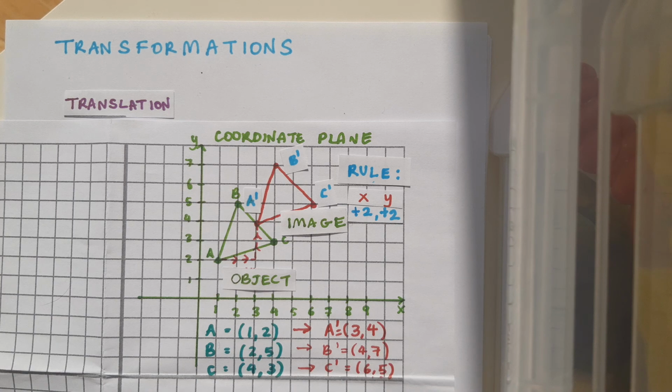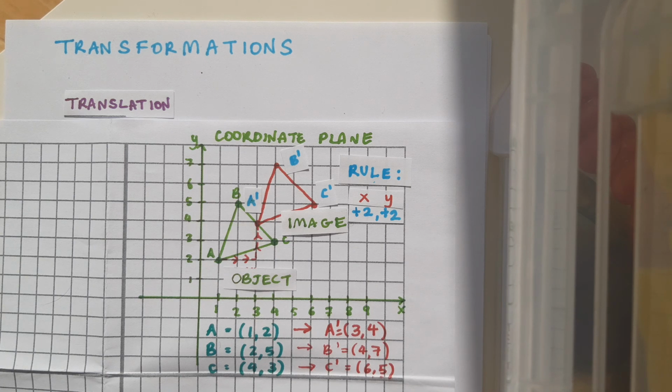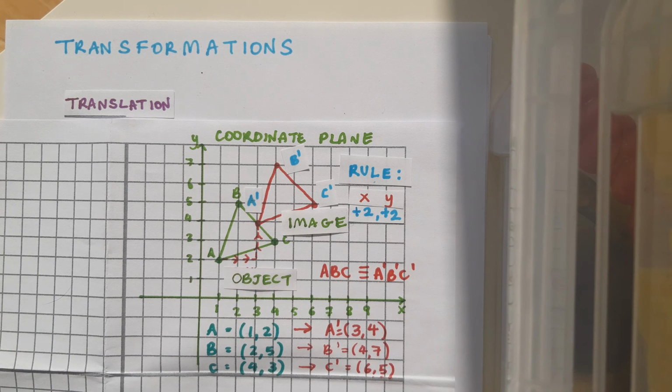Can you think of a word to describe ABC and A dash, B dash, C dash? These two triangles, if they're the same size and the same shape, what word can I use to describe them? We can say that the triangle ABC is congruent to the triangle A dash, B dash, C dash.